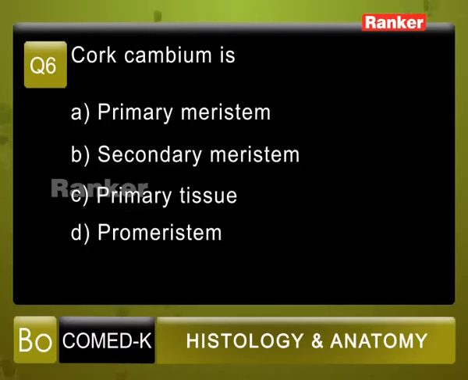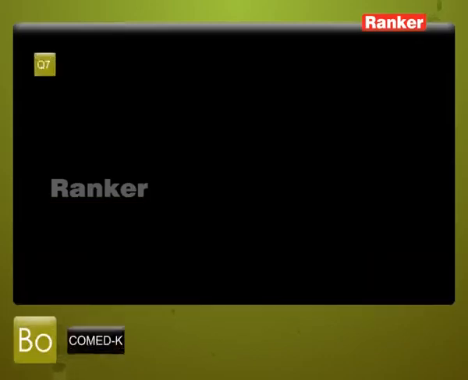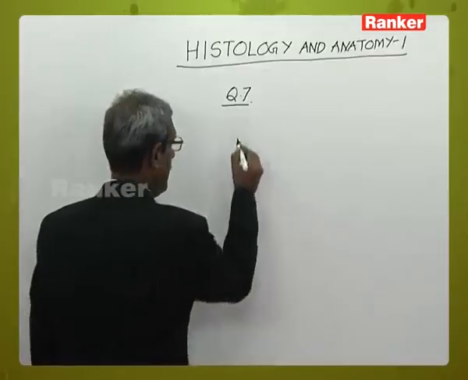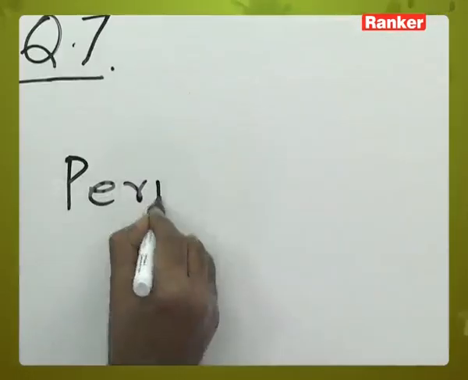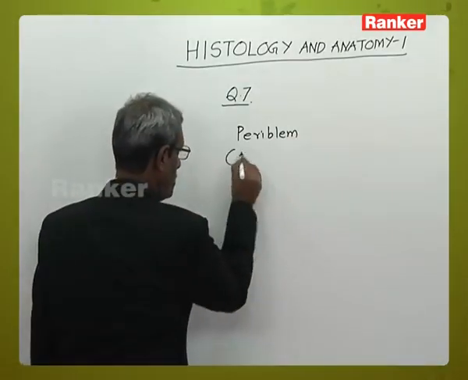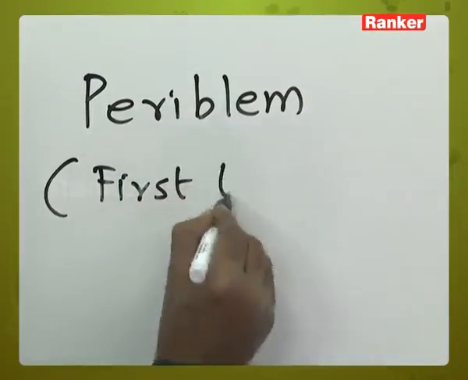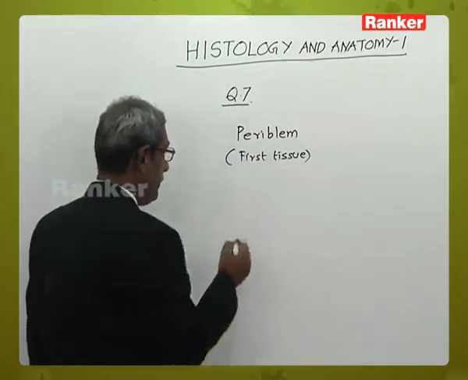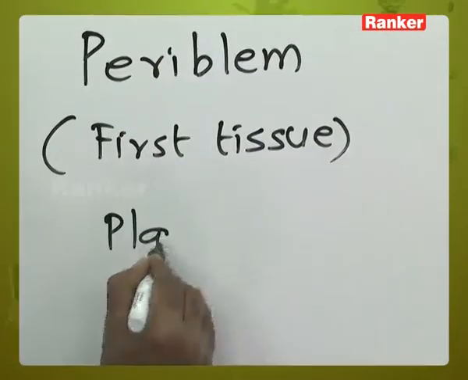The right answer is B. Question number 7. Peribelum produces A. cortex, B. pericycle, C. vascular strand, D. both A and C. Whenever we take peribelum, the peribelum is the first tissue which gets formed in plant anatomy.